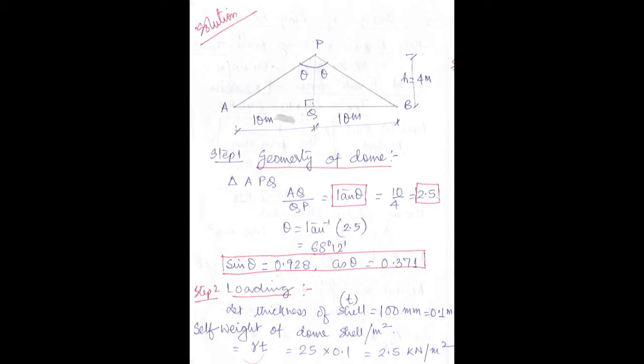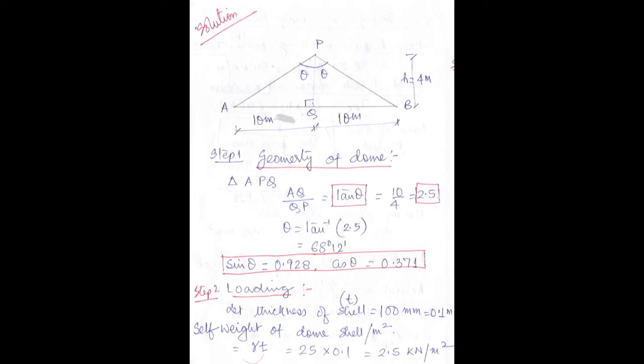Now please consider triangle APQ. In triangle APQ, I have shown that angle Q is 90 degree and angle APQ is theta. If we apply trigonometry, AQ by QP, that is perpendicular by base, is equal to tan theta. The value of AQ is 10 and QP is 4, so 10 by 4 equals 2.5. Now theta comes out to be tan inverse of 2.5. If you calculate, you will get it as 68 degree 12 minute. So this angle theta value we have got.